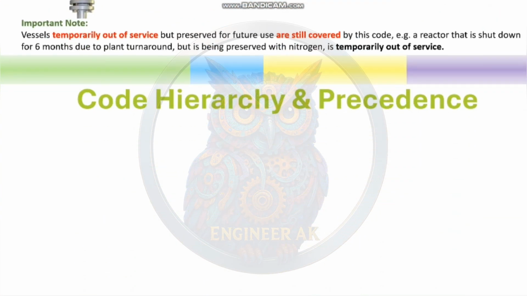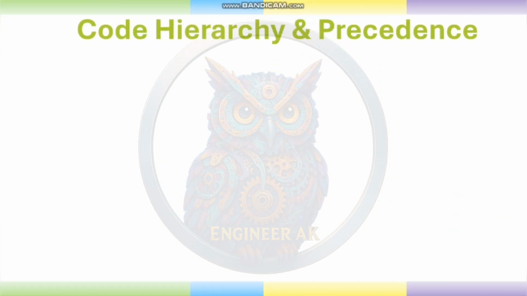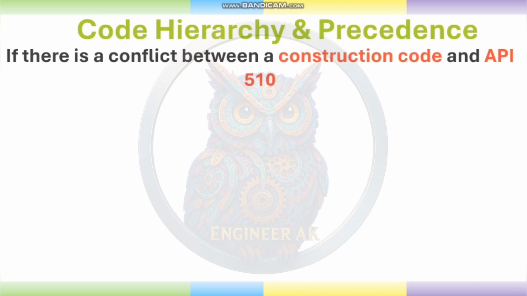Now moving forward, what is the code hierarchy, or what we can say the precedence? For example, if there is a conflict between two codes, a construction code and API 510, which code will we opt for? I will give an example through which we can understand it better. The priority basically will be given to API 510. Why? We will see next.